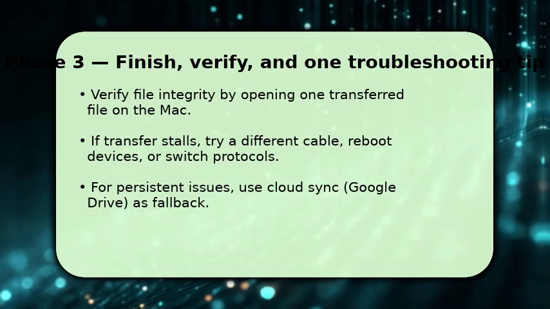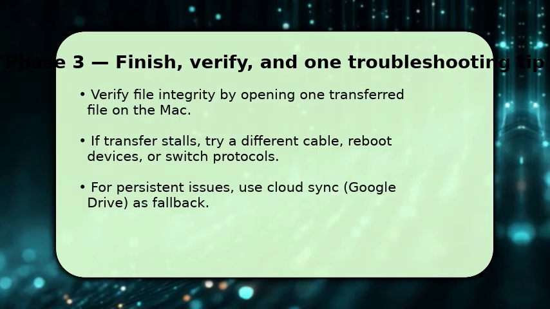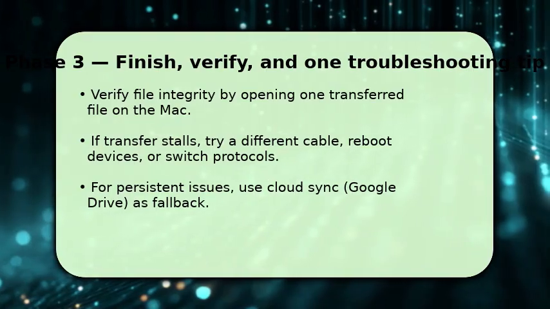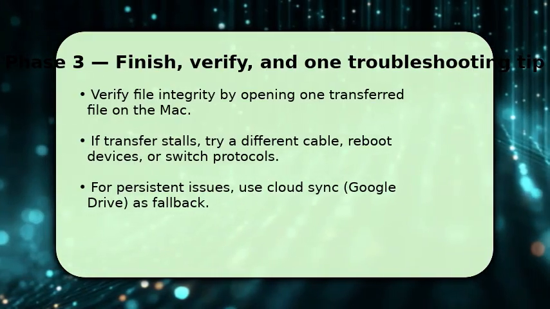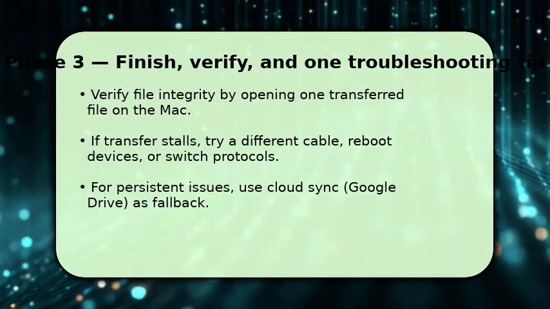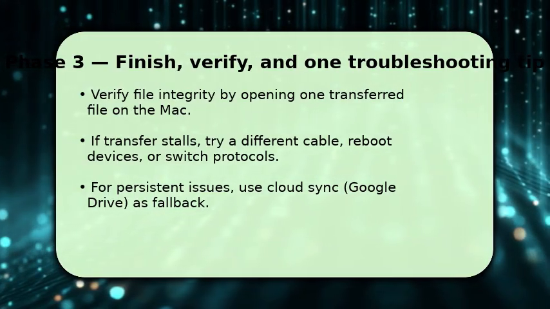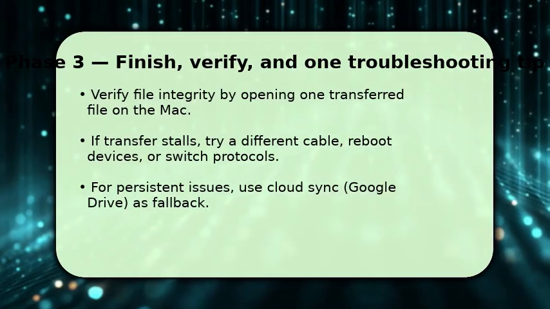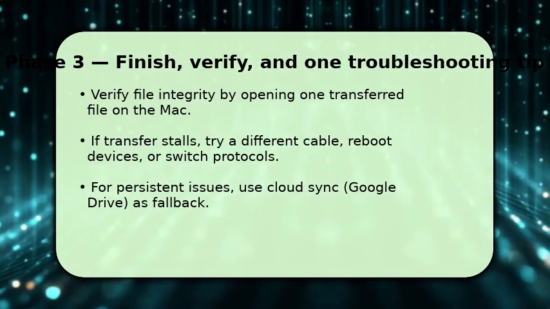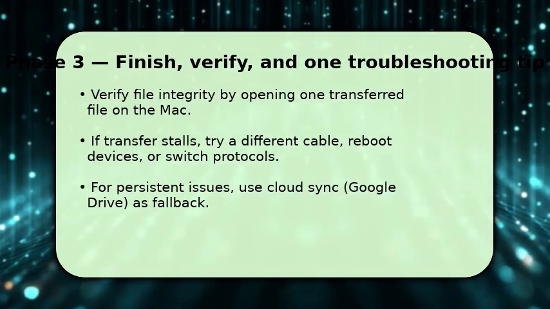If something goes wrong, first try a different USB cable and reboot both devices. Make sure file transfer mode is still active. If USB fails repeatedly, switch to SMB, FTP, or a cloud service like Google Drive as a fallback. These work around driver problems. One key tip: if transfers stop midway, do not force eject the phone. Cancel and retry to avoid file system errors.